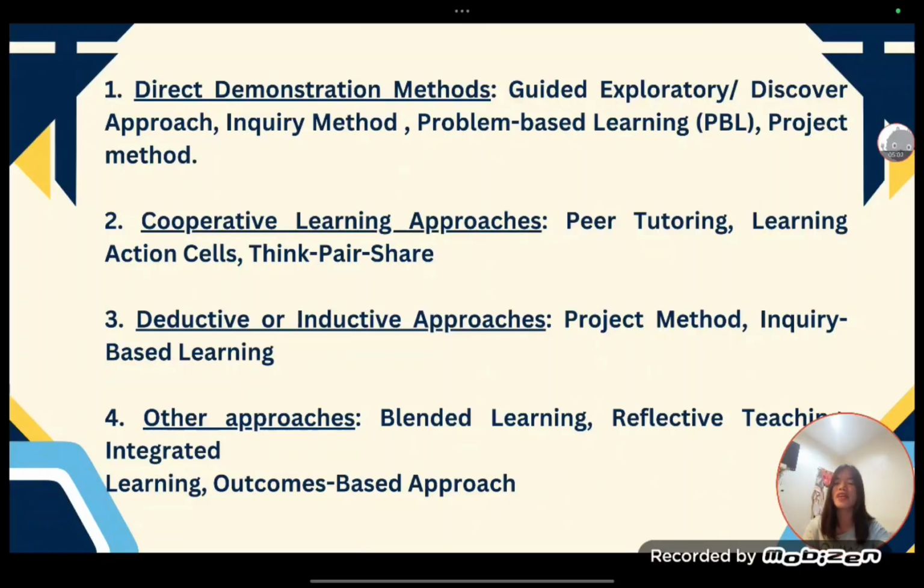Next, we have the cooperative learning approaches. This includes peer tutoring, learning action skills, and think, pair, and share. Cooperative learning approaches emphasize group work and peer collaboration, helping students learn from one another. When we say peer tutoring, these are students who help each other and learn by teaching and explaining concepts to their classmates, their peers, or their seatmates.